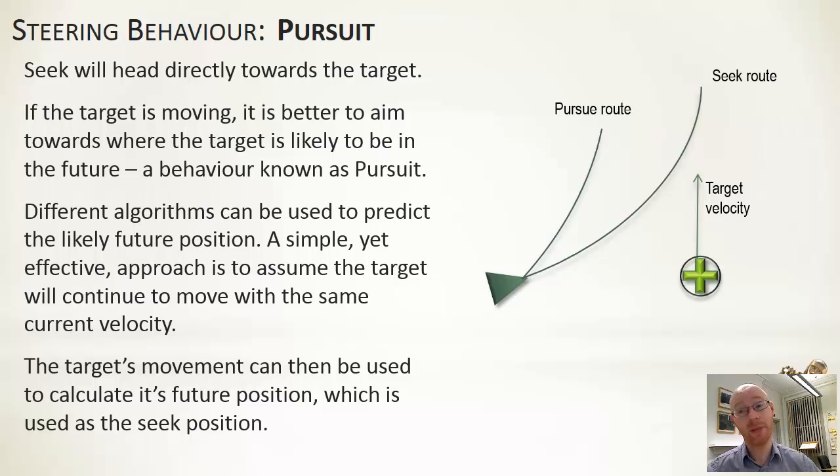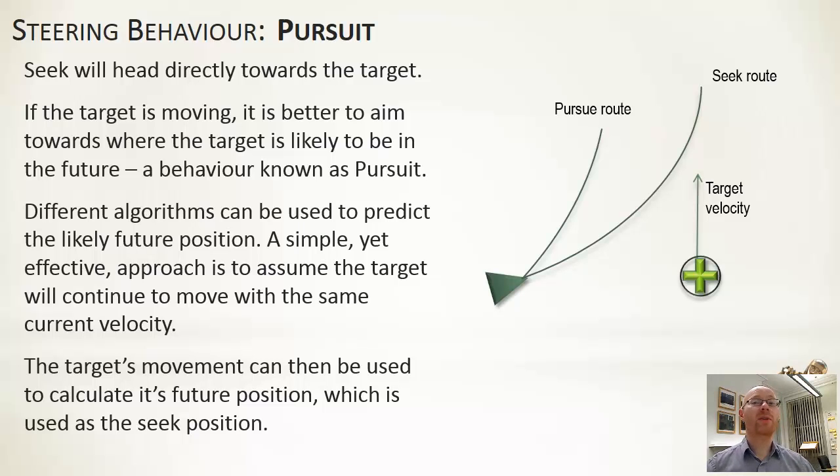So a simple but yet effective way is to simply assume it's going to move in a straight line based on its current velocity. So I'll take where the target is, I'll add on its velocity a certain distance in the future, and that's the location I will seek towards.